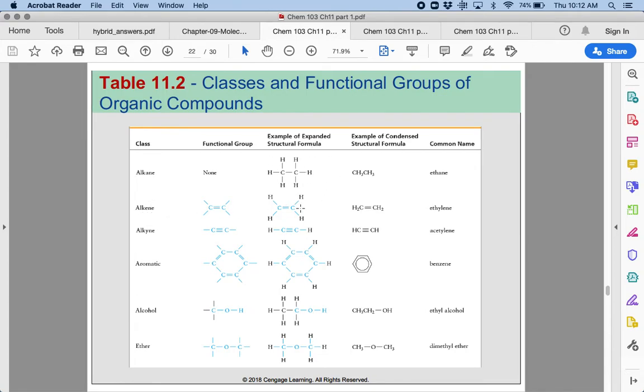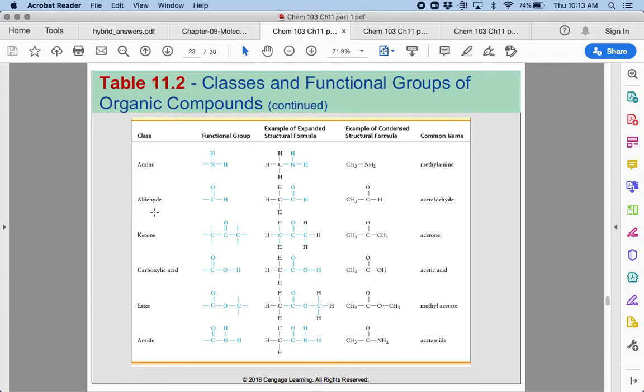Alkenes, E-N-E, will be hydrocarbons that have at least a single double bond in them. They can have multiple double bonds, but they have to have at least one double bond. Alkynes, Y-N-E, will have at least a triple bond in them. We'll also learn about compounds that we call aromatic, which are special double bonded systems. Basically, it's an alternating pattern of double bonds, and we'll learn about why that's special. Alcohols are a functional group that contain that OH, that hydroxyl group that we've been dealing with before. And then ethers are going to be functional groups where we have a sandwiched oxygen.